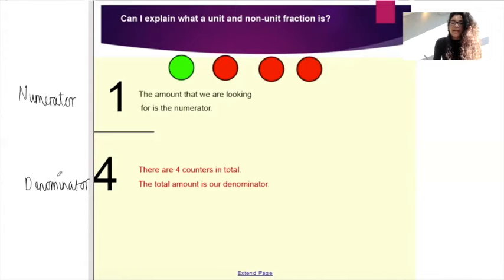So in this case, 1 out of 4, what do you think that's telling us? If you were to look at this picture here of the 4 counters, 1 of them is green, 3 of them is red. What is 1 out of 4 telling us? It's telling us that 1 counter out of the 4 counters is the colour green. So that is one example of a fraction.